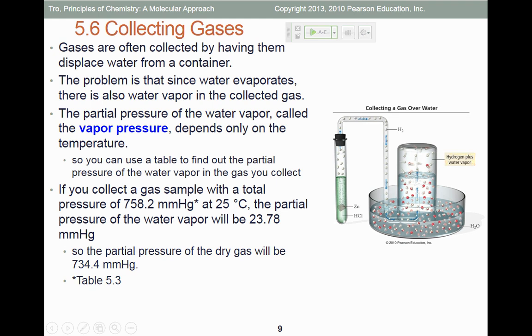If you collect a gas sample with a total pressure of 752.8 millimeters mercury at 25 degrees Celsius, and you know the partial pressure of water, you can figure out how much gas you actually collected. And you can figure out a lot from that. So really, that's what you're trying to do: figure out how much gas is being collected.